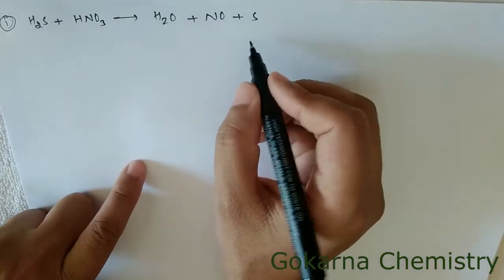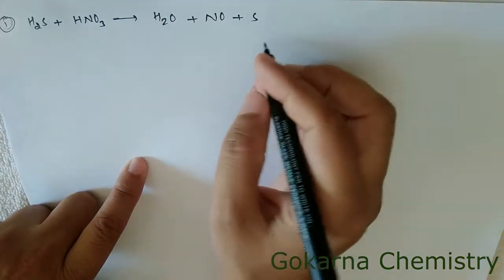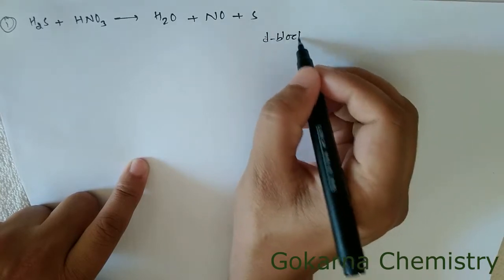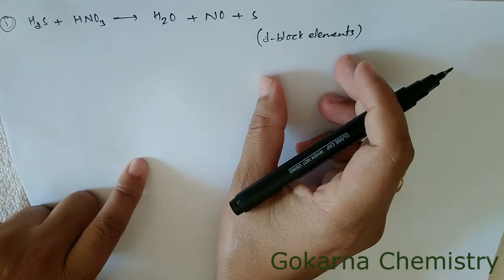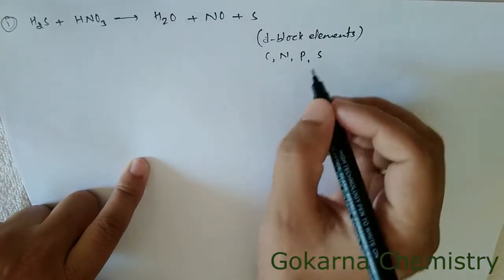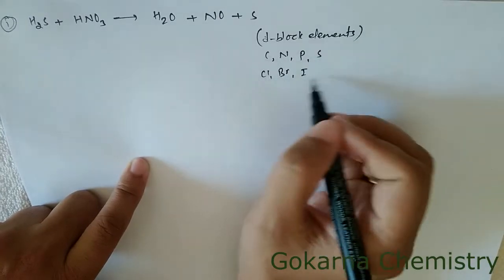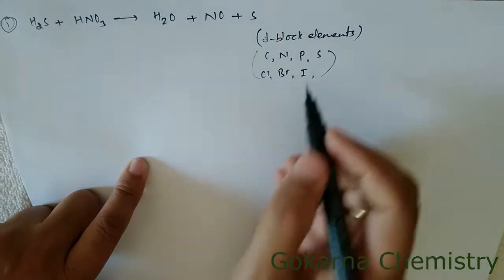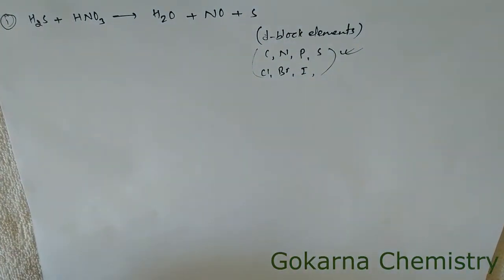Some important points we have to remember: which atoms mostly undergo oxidation or reduction. First of all, we have to see d-block elements, transition elements. They have variable oxidation numbers, so if d-block elements are present, we have to look at them. After that, carbon, nitrogen, phosphorus, sulfur, and halogens: chlorine, bromine, iodine. These frequently participate in oxidation and reduction. So these are the atoms which frequently take part in the oxidation and reduction process.